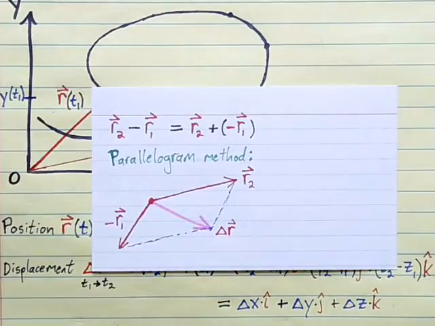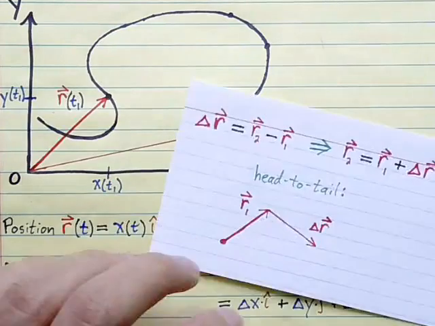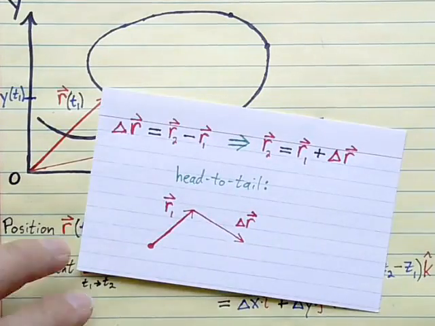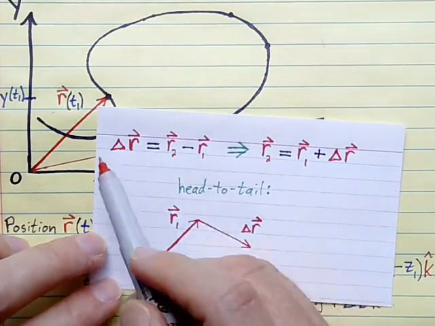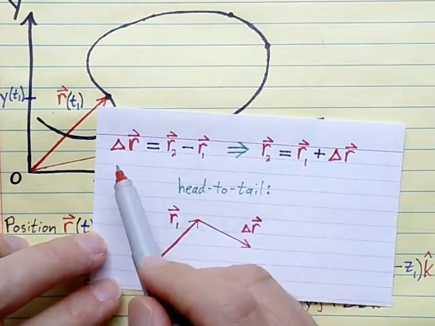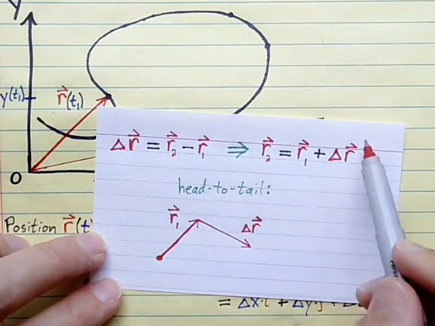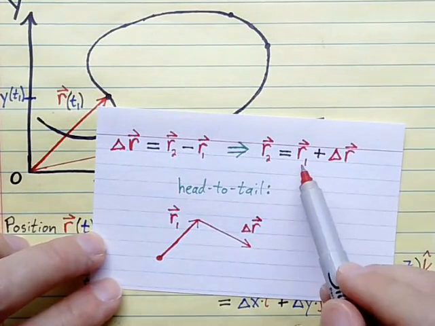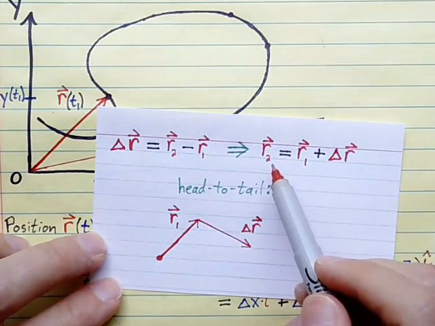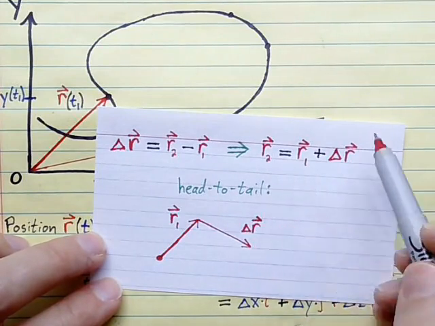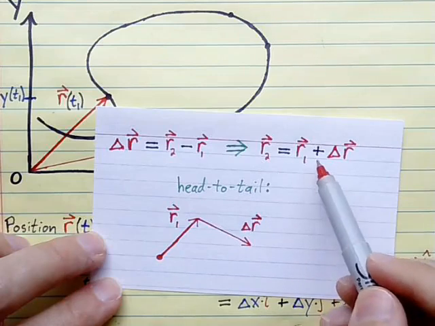We have another method, though, to sum vectors. Let's look at the head-to-tail method instead. Delta R, our displacement vector, is R2 minus R1. If I take this equation and add R1 to both sides, it looks like this. R2 equals R1 plus delta R. So it's like we start at R1 and we add some change to it to get our final position. So written like this, I can find this final position vector, R2, by taking R1 and adding the delta R to it.